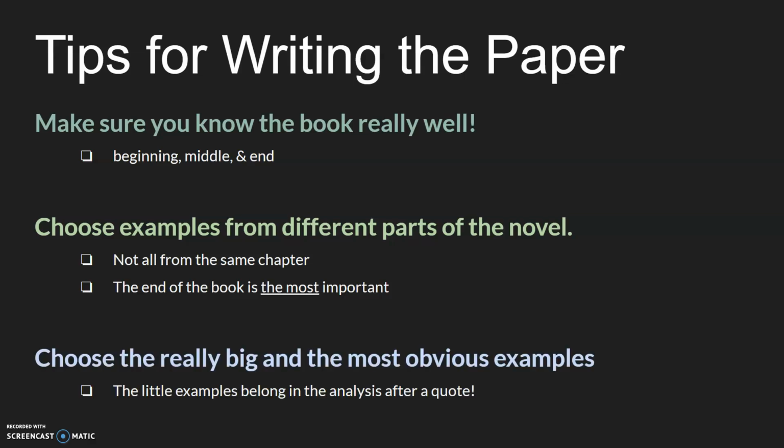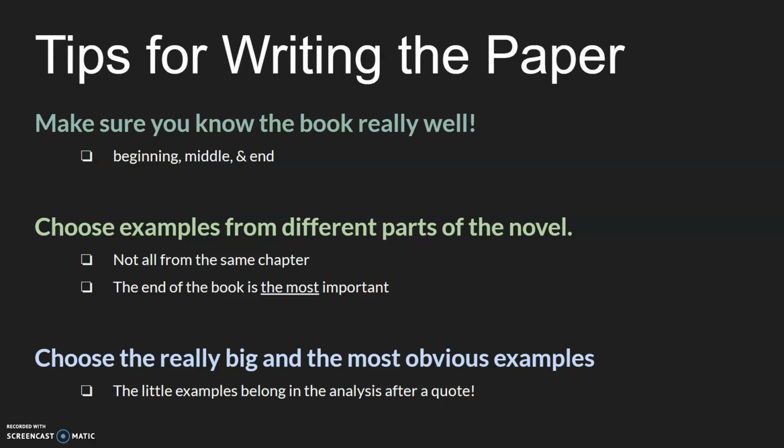And lastly, when you start brainstorming the evidence you want to use, the easiest way to do it is to brainstorm the really big and obvious examples. Okay, so when you think resistance, think: over the course of the whole book, how does Junior show resistance the most? And those are going to be the pillars for your body paragraphs.